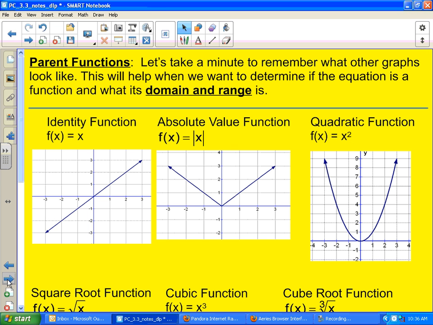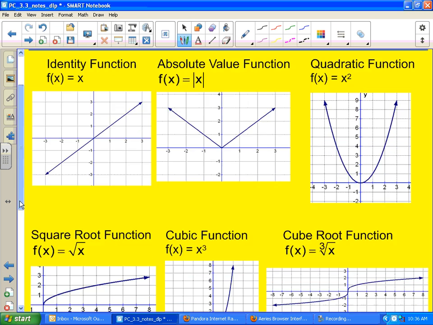Okay, let's do the same thing now with these other ones. So remember that an absolute value graph is a V. So this one had domain of all reals. It had a range of all reals. What about the domain and the range of the absolute value? Domain's all reals. Look at the graph. It just keeps going forever in both directions. So, yeah, it has a domain of all reals.